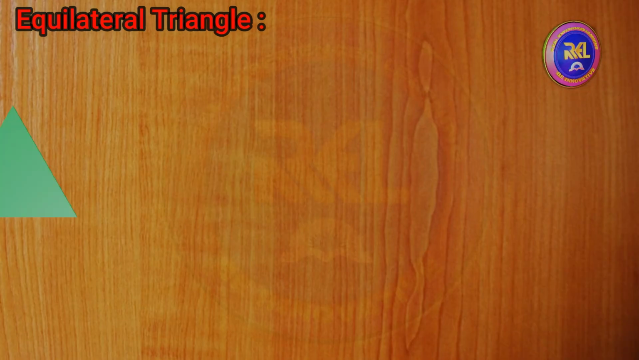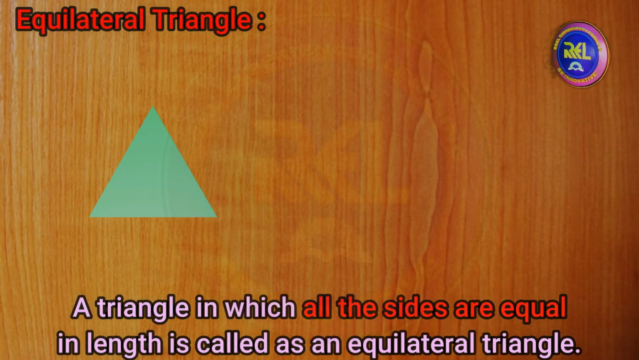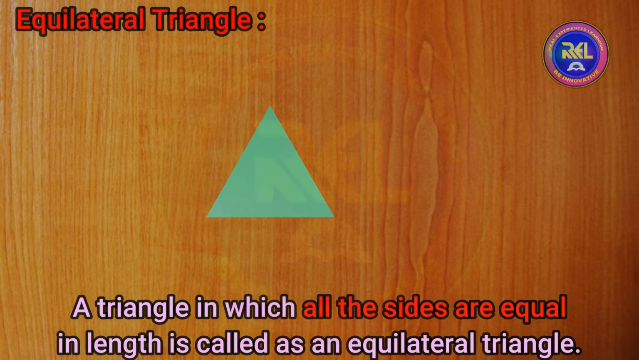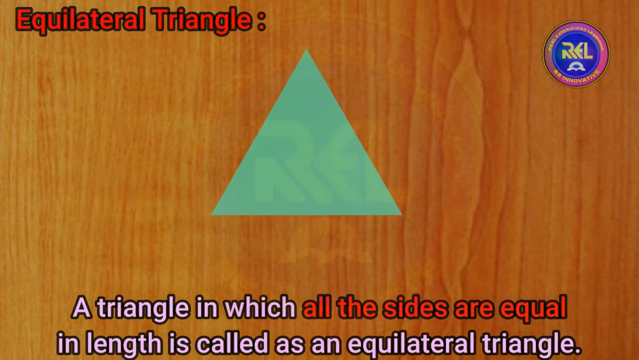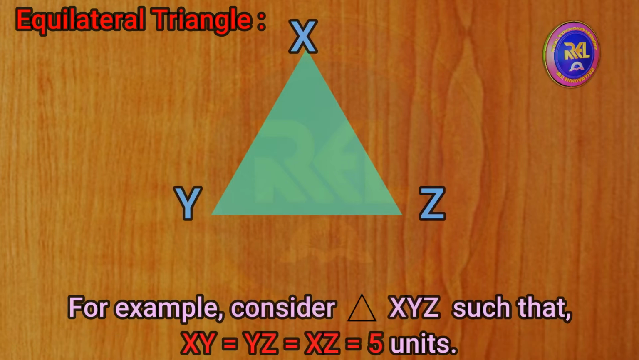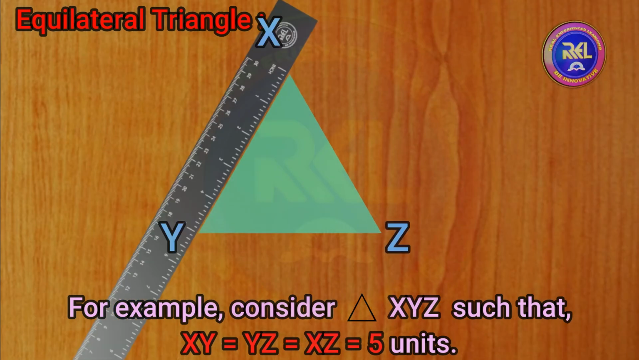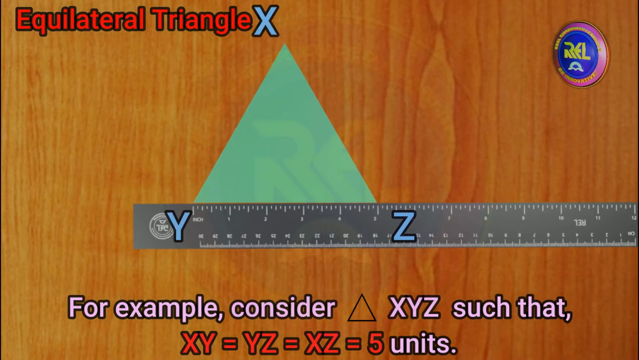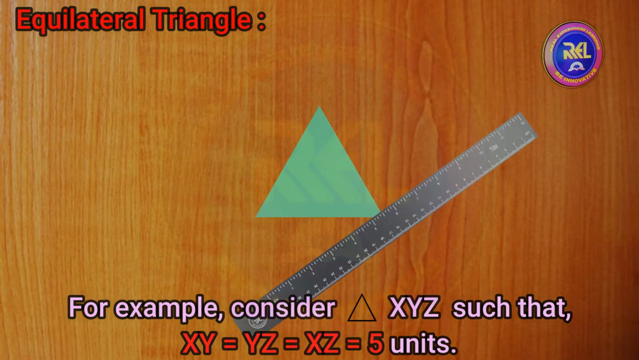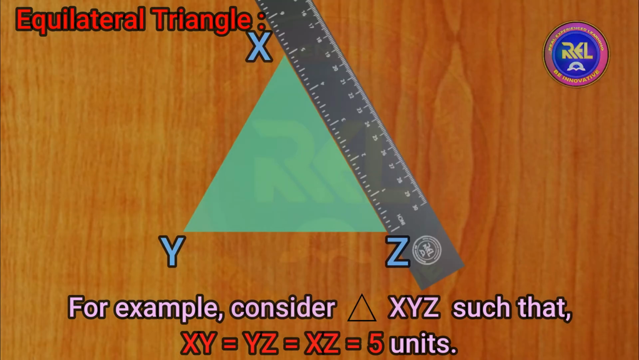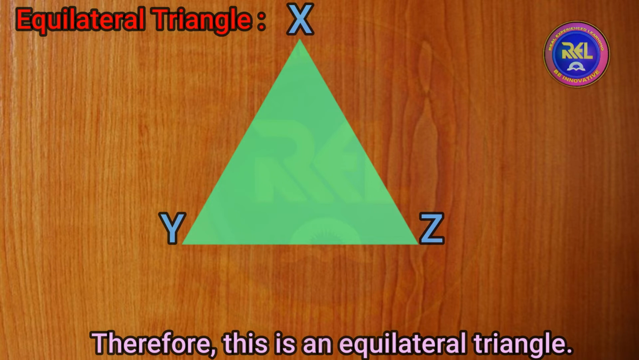Equilateral triangle. A triangle in which all the sides are equal in length is called an equilateral triangle. For example, consider triangle XYZ such that XY equal to YZ equal to XZ equal to 5 units. Therefore, this is an equilateral triangle.